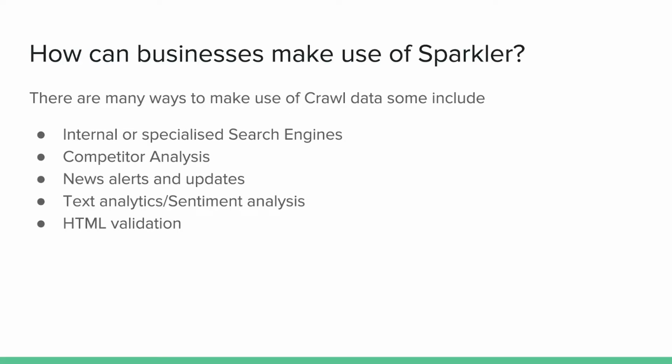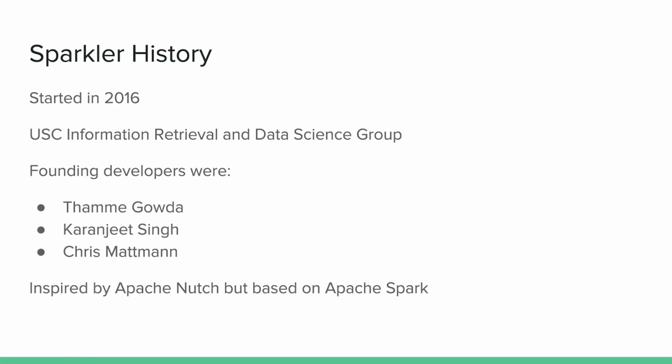So how can businesses make use of Sparkler? That's a very good question. Some of the ways that businesses can make use of crawl platforms in general is internal or specialized search engines, competitor analysis, keeping track in an automated way of what your competitors are doing. You could do news alerts and updates. Text analytics and sentiment analysis is often a common case, and also more simplistic things like HTML validation.